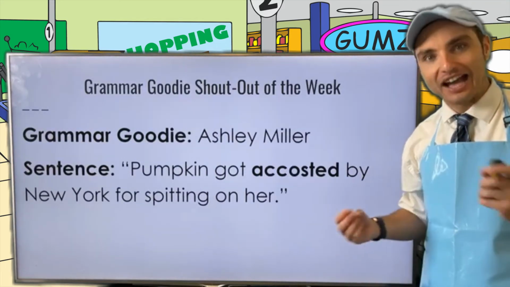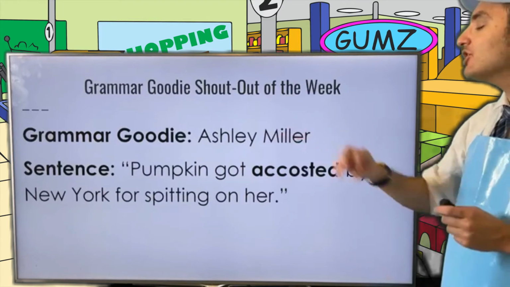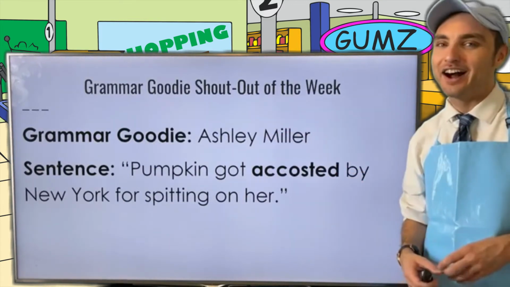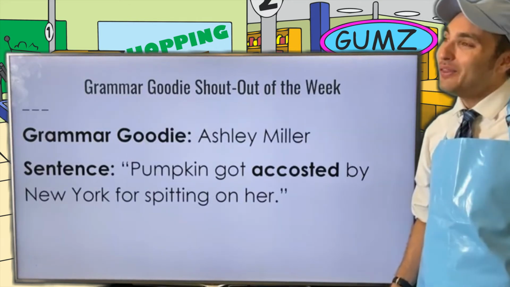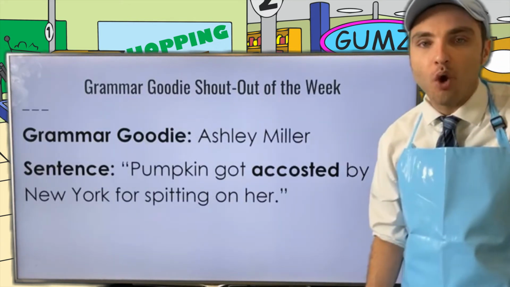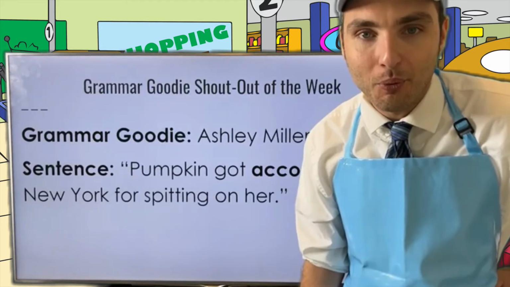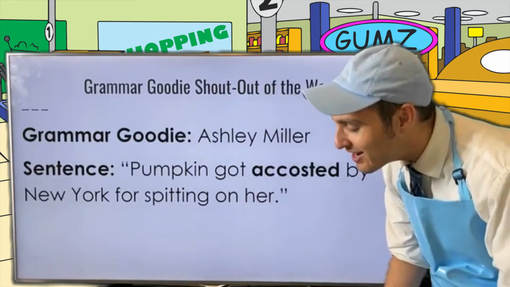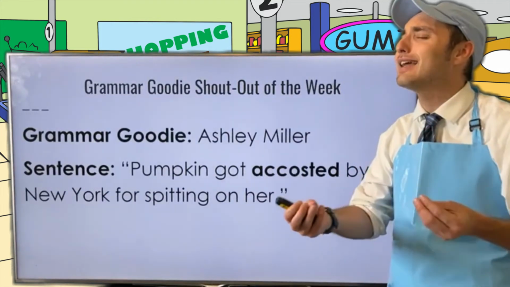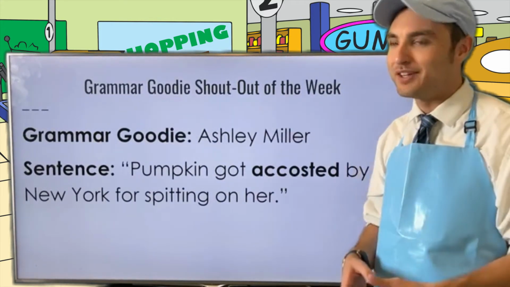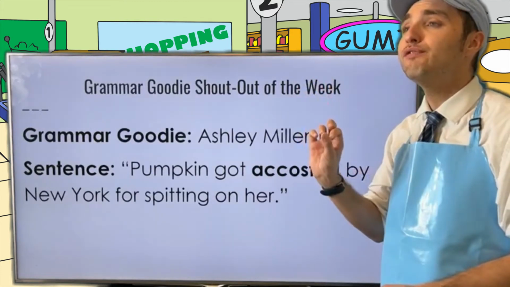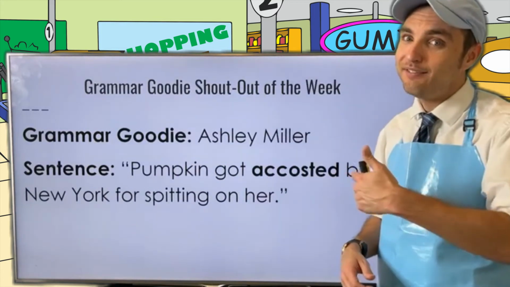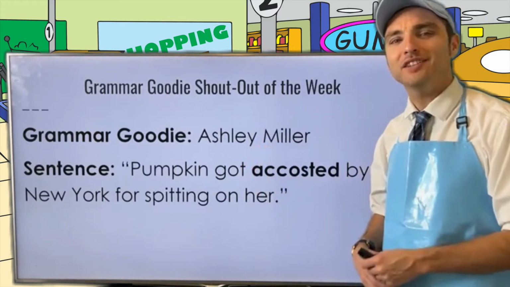Let's go ahead and look at Ashley's sentence. Ashley's sentence is, Pumpkin got accosted by New York for spitting on her. Although I can't condone violence, don't spit on people. And what a great, fantastic, iconic scene of reality television. Truly fantastic. Not the act, but the scene. Gotta love good TV.